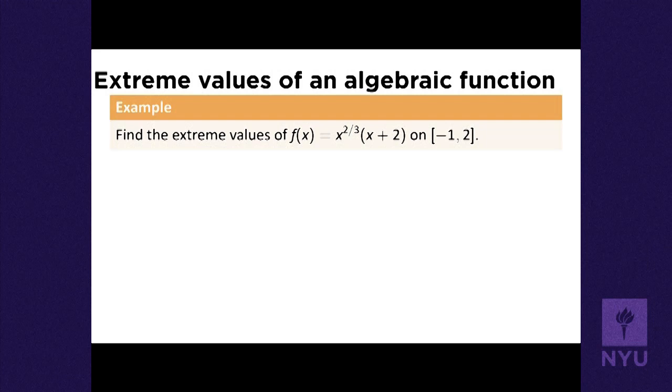Okay, so here's one for you to try. Find the extreme values of f of x is x to the 2/3 times x plus 2 on the interval negative 1 to 2. So, take a few minutes, talk amongst yourselves, check with your buddies, see if you can find the extreme values of this function. There might be a point where you need to plug something into a calculator, so it'd be good if you had a calculator to take out, or if you don't, find a buddy with a calculator.